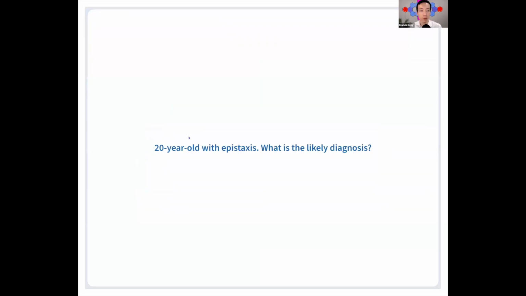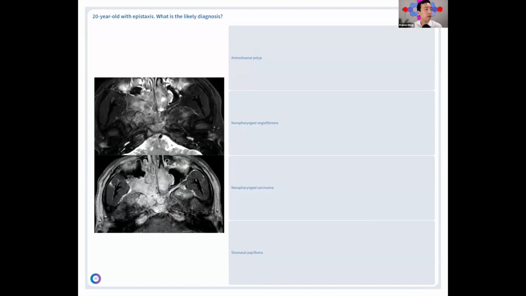Radius is back on the board. Our next case is a 20-year-old with epistaxis. What is the likely diagnosis?